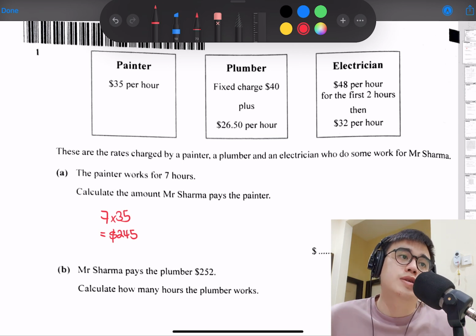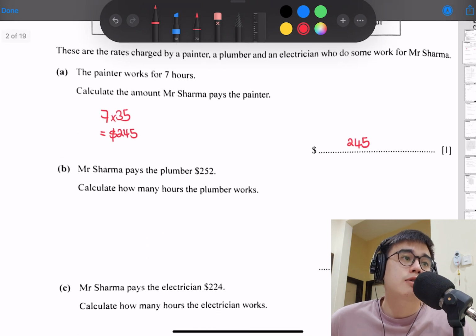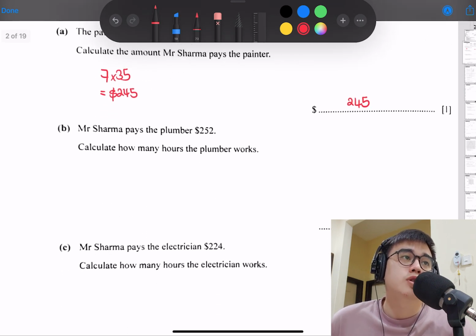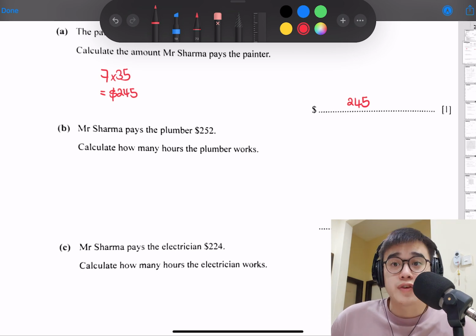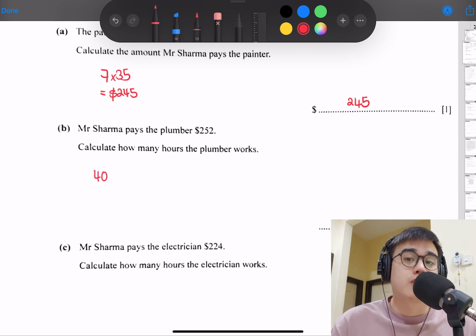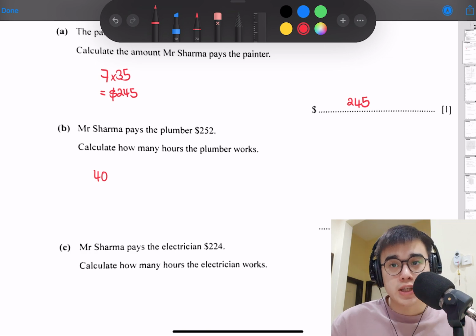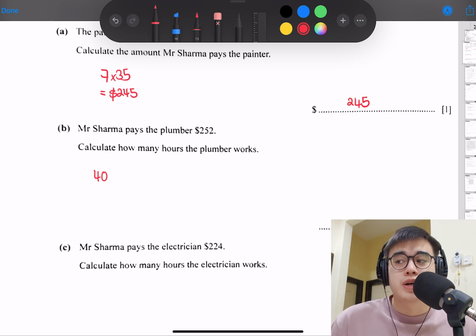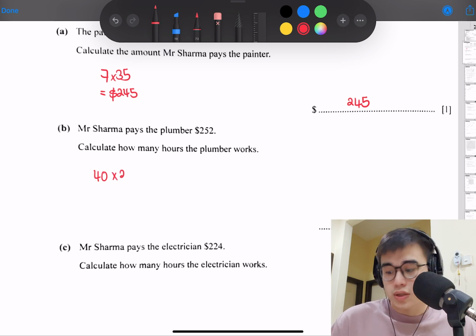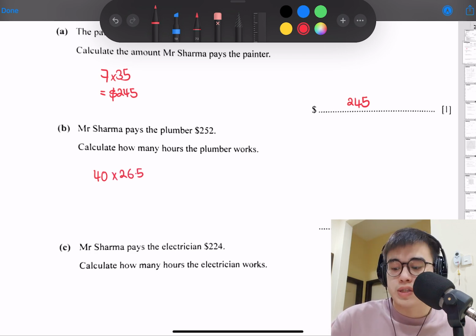So moving on to the next question that we have here. Miss Sharma pays the plumber 252. Calculate how many hours the plumber works. Over here there's a fixed charge, which means initially, when the plumber arrives, for sure they will charge you $40 already. So whatever is left will be the amount of hours that the plumber works. So per hour is 26.5, and we don't know how many hours, that's why I set it as our X here, and it will amount to 252.